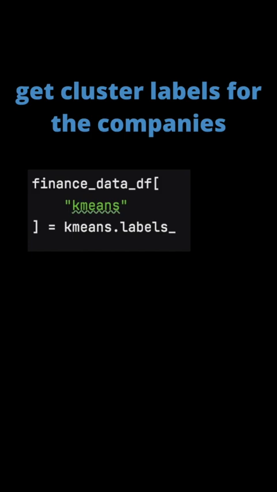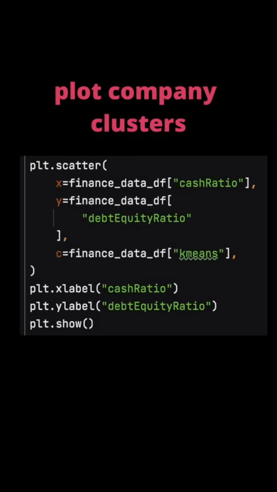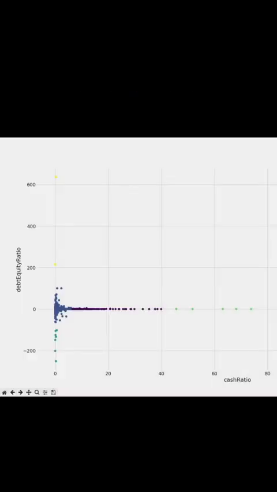We can then get the labels for the companies. These are the clusters to which each company has been associated. We'll then plot the features, cash ratio and debt equity ratio, for each cluster. Here the color is influenced by the number of the cluster.